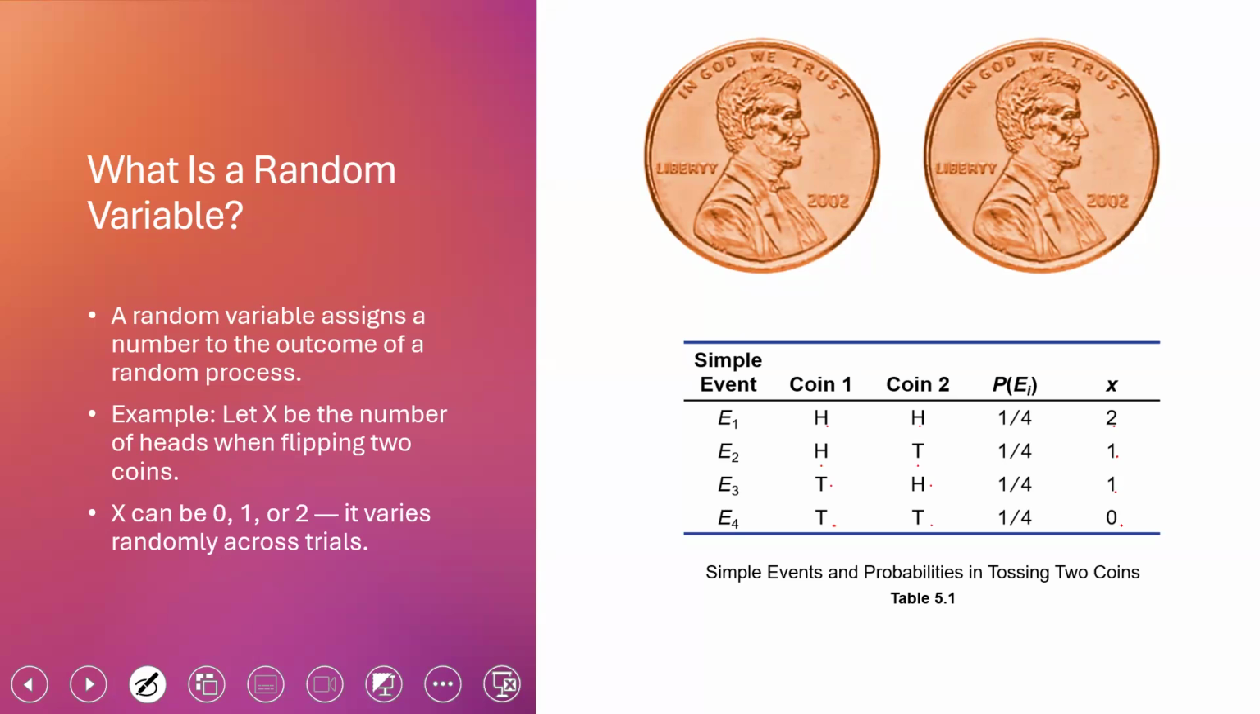So that translates to these values of x being possible. X equals 0, 1, or 2. Each time you repeat the experiment, x could be a different value. That's why it's called a random variable.